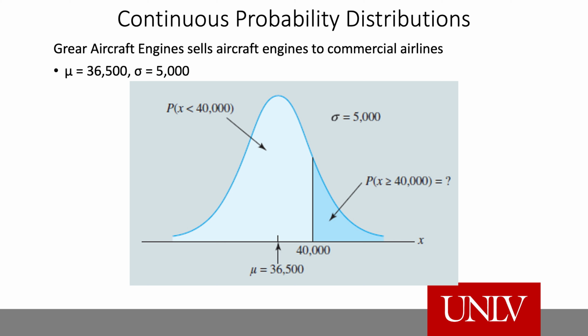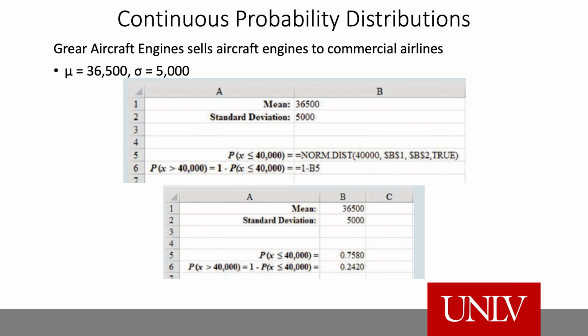This question can be answered by finding the area of the darkly shaded region in this figure. The Excel function NORM.DIST can be used to compute the area under the curve for a normal probability distribution. This function has 4 input values. The first is the value of interest corresponding to the probability you want to calculate. The second is the mean of the normal distribution. The third is the standard deviation, and the fourth is true or false. We'll enter true for the fourth input if we want the cumulative distribution function, and false if we want the probability density function.